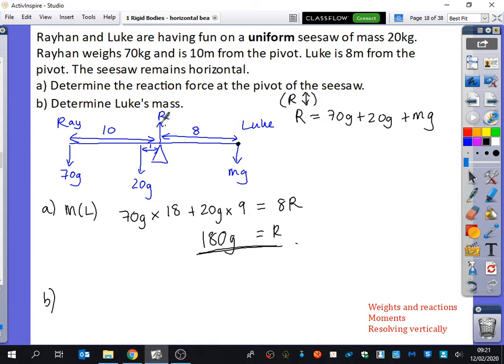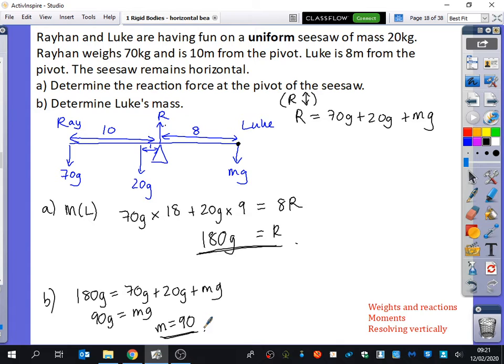Now you can see why leaving it in terms of G is a good idea, because I get R, which is 180G, equals 70G plus 20G plus mg. And because of all the G's in there, it's really easy to see what we think m should be equal to. So we've got 180G, take away 70G, take away 20G. So that's 90G equals mg. So m equals 90. And I was saying to the others, there's no way Luke's 90 kilograms. So this is another ridiculous feature of this question.